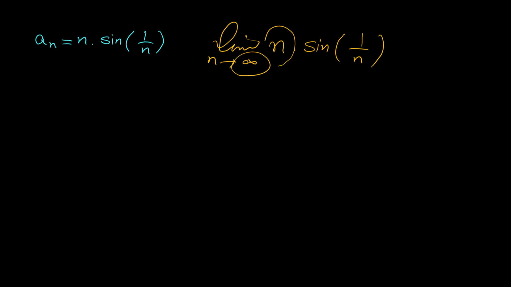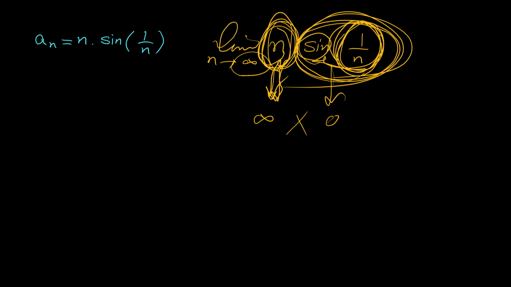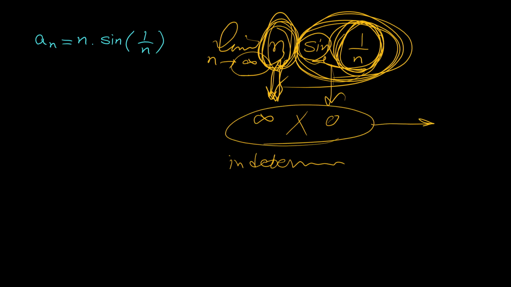When n approaches infinity, this approaches infinity. It's wrong to say this is infinity. The limit of this is infinity. What about this part? We have 1 over n, and now n approaches infinity, so this part approaches 0. And sine of 0 is 0. So this is 0. Infinity times 0 is an indeterminate form. Don't make the mistake of saying this is 0.